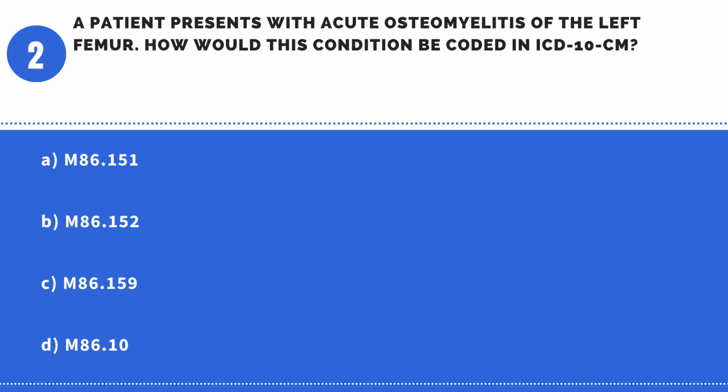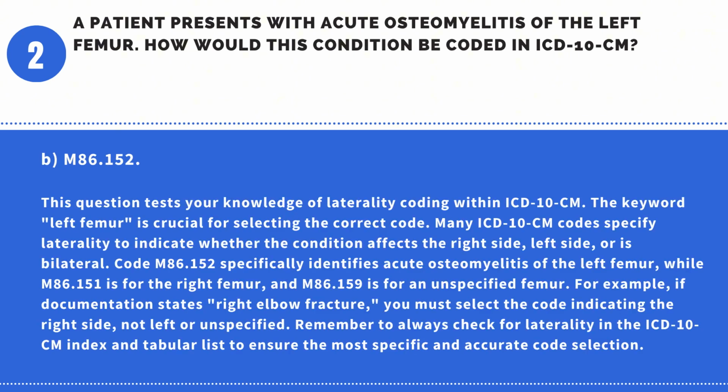Question 2. A patient presents with acute osteomyelitis of the left femur. How would this condition be coded in ICD-10-CM? A. M86.151. B. M86.152. C. M86.159. D. M86.10. Answer B.